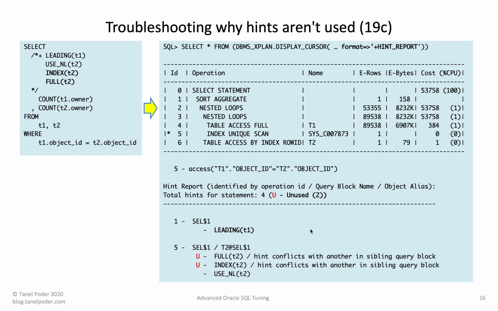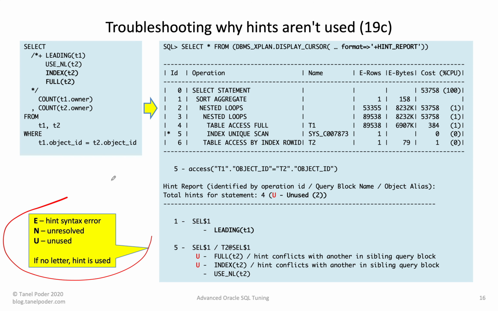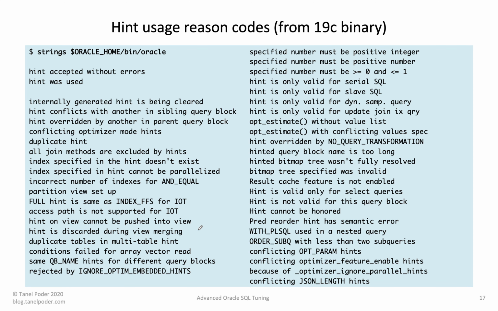Right. And here is an example where I'm using index and full at the same time, but my hint is unused. And you see some hints will tell you the reason: hint conflict with another sibling, with another hint in the same query block, pretty much. And here is what they kind of mean. When there is no letter in the beginning, then it means that the hint was used, like here.